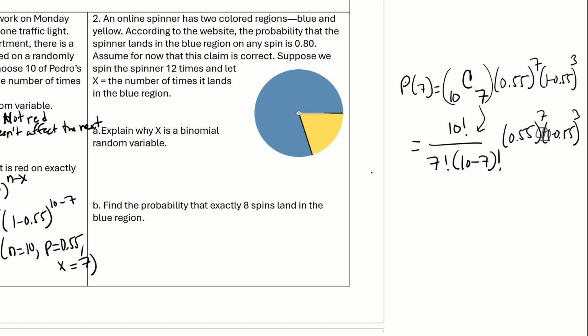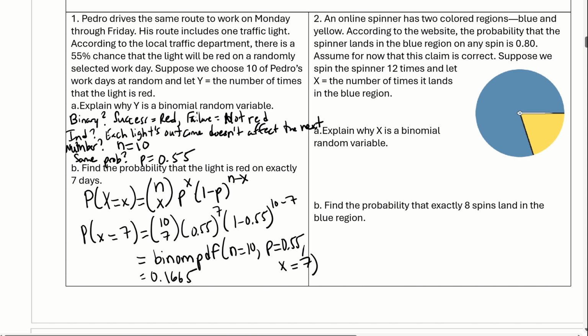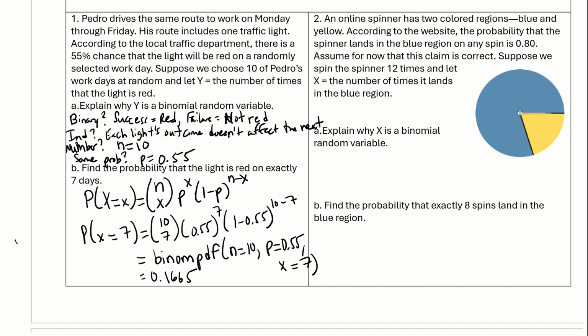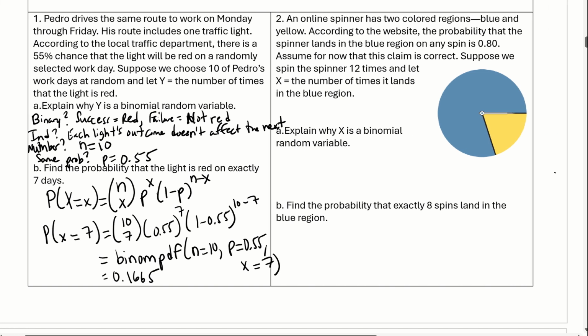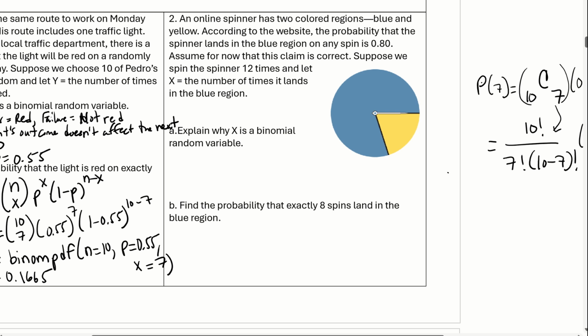Okay, so we showed you a few ways to calculate that. Now we're going to show you the work for this, but we're only going to use the binomial PDF when we do the calculation. All right, so number 2: an online spinner has 2 colored regions, blue and yellow. According to the website, the probability that the spinner lands in the blue region on any spin is 0.80. Assume for now that this claim is correct. Suppose we spin the spinner 12 times and let x equal the number of times it lands in the blue region. Explain why x is a binomial random variable.